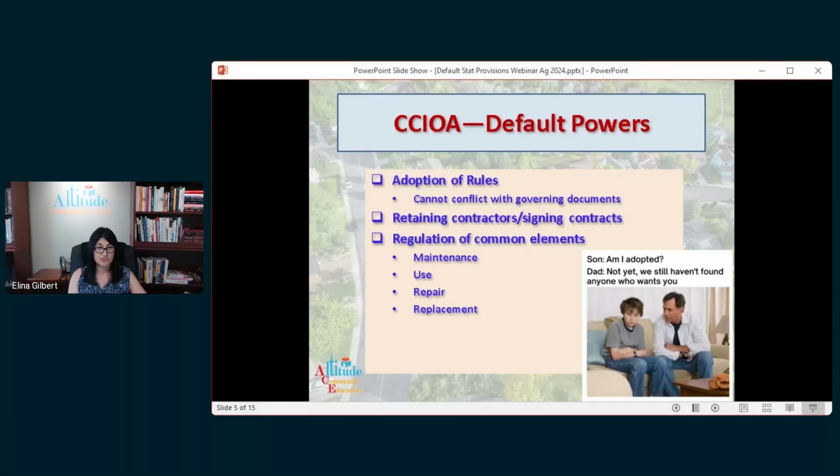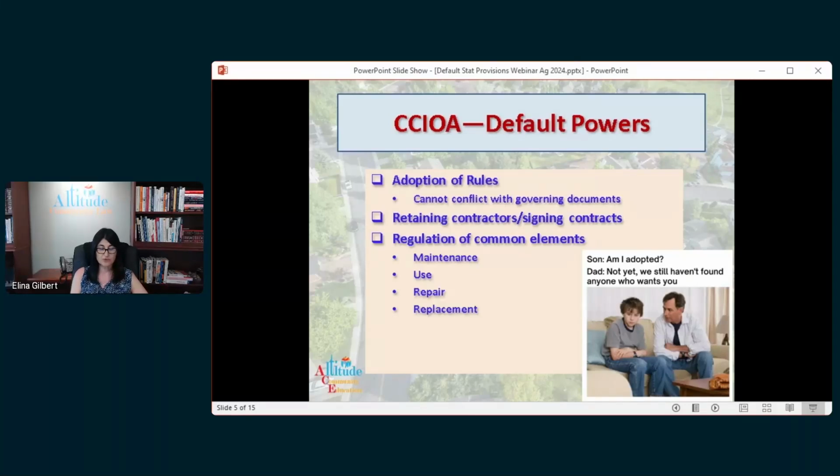We also regulate the use, right? The repairs and the replacement. So with respect to regulating the use, that is also where your rules come in, policies, resolutions with respect to what's allowed and not allowed on common elements, as far as what kind of activities are prohibited, what kind of conduct is prohibited. So this is another way of the statute giving the associations the right to adopt rules and other documents that govern the use of the common elements.